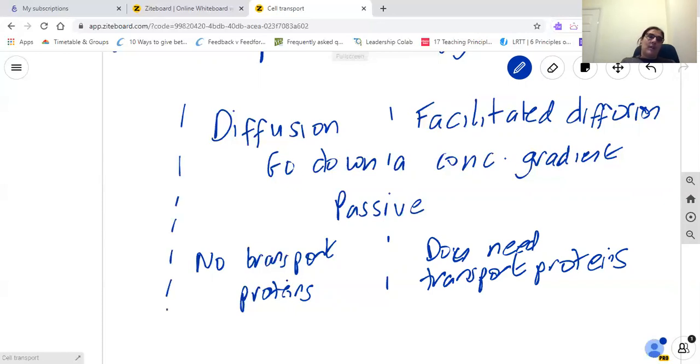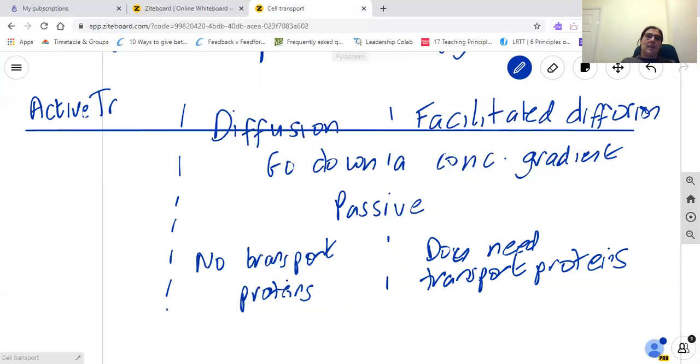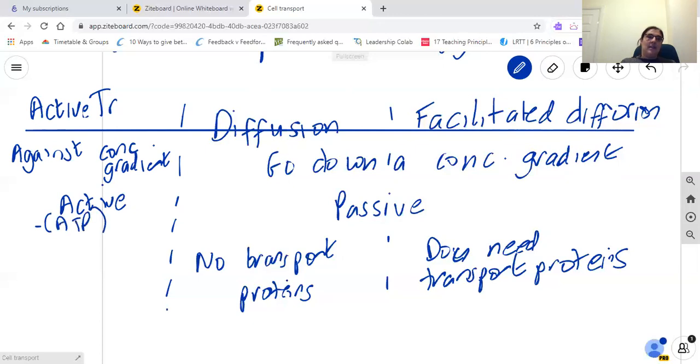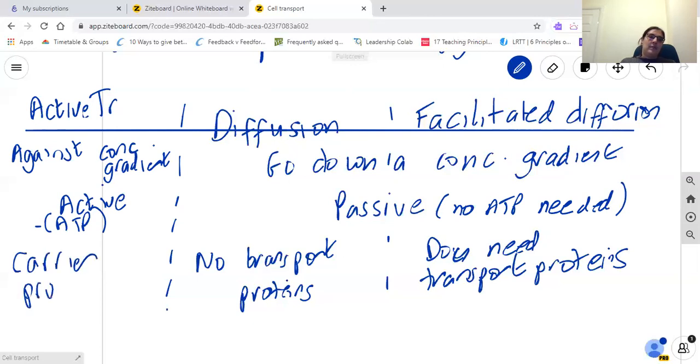So if we add a third column over here, and we put active transport, then you would have against a concentration gradient. It's active, i.e. needs energy, ATP. Passive, no ATP needed. That's what we mean. And it requires carrier proteins. So it's quite easy to be able to compare those processes.